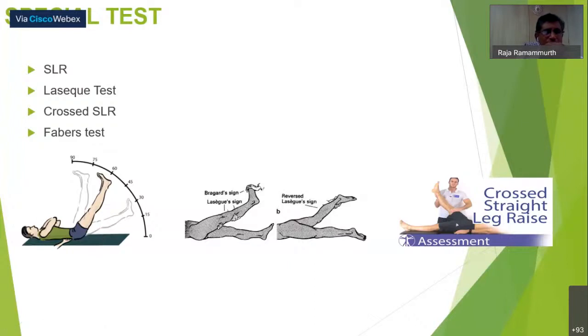Then the second test is called the Lasègue test. Here you can see the diagrammatic representation of the Lasègue test, which is also called the Lasègue sign or the Bragard sign, where the operator is doing the rotation, palpating the nerve pathway, and doing minimal dorsiflexion to see whether the patient feels pain or not. When the operator does such a movement, there is increased nerve tension, which induces pain over the course of the nerve or the muscle supplied by the nerve.